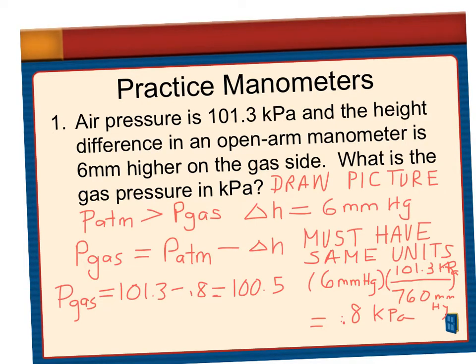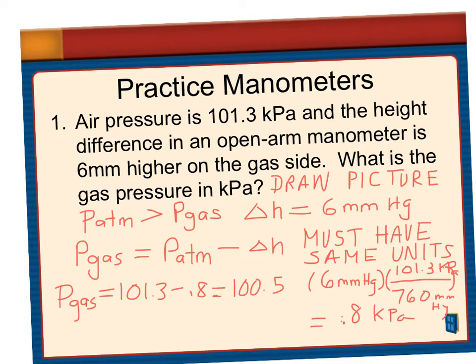First thing you do is draw a picture of the manometer. We see that this is an open arm manometer. It is 6 millimeters higher on the gas side. So if we can imagine a picture, we would notice that the pressure of the atmosphere must be greater than the pressure of the gas. We then will have a delta H equal to 6 millimeters of mercury.